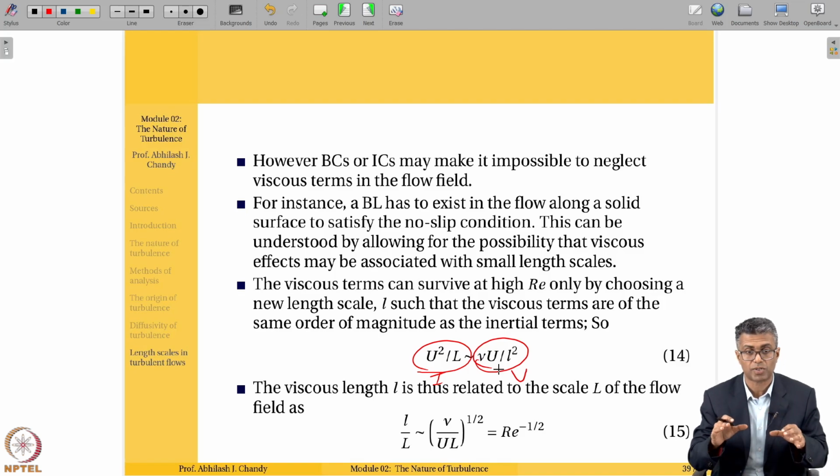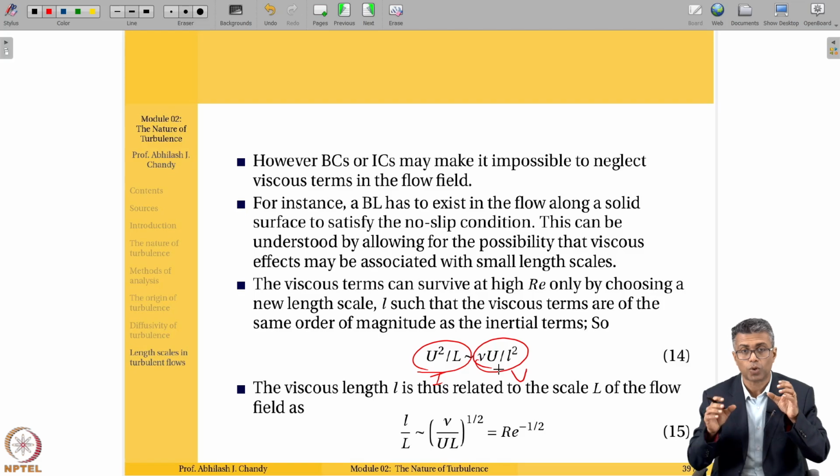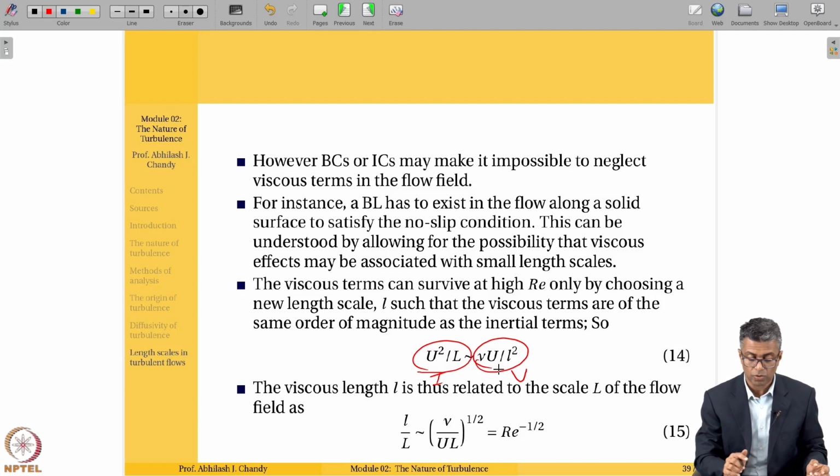Now what we are trying to say is, before I go to equation number 15, I want to point out that the inertia and the viscous terms are of the same order of magnitude as long as you choose the correct length scale for the corresponding terms. Now from relationship 14, if you take a ratio of small l over capital L, you get nu over UL to the half. That's what you get, right? Because you have a small l squared here, you have a u squared here. So all of that results in nu over UL to the half.